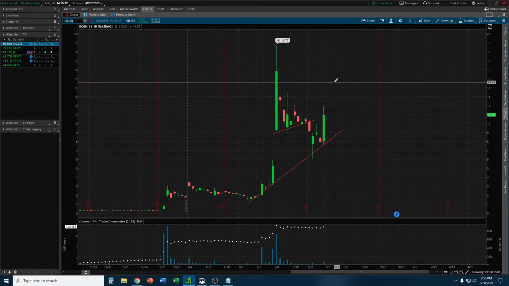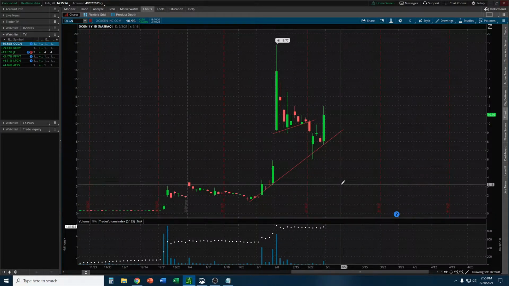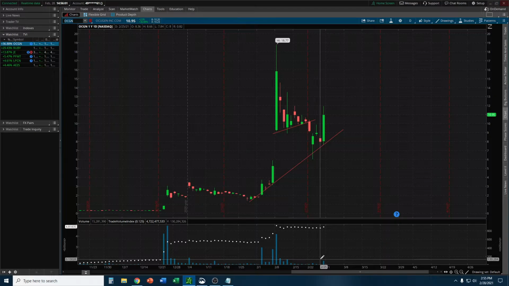testing higher price points. We can also see that on the trade volume index, there is an increase in the index itself from this bar to this bar, suggesting that far more people are coming in. And indeed, when you take a look at the volume, you notice that more people are coming in on this bar than on this bar.